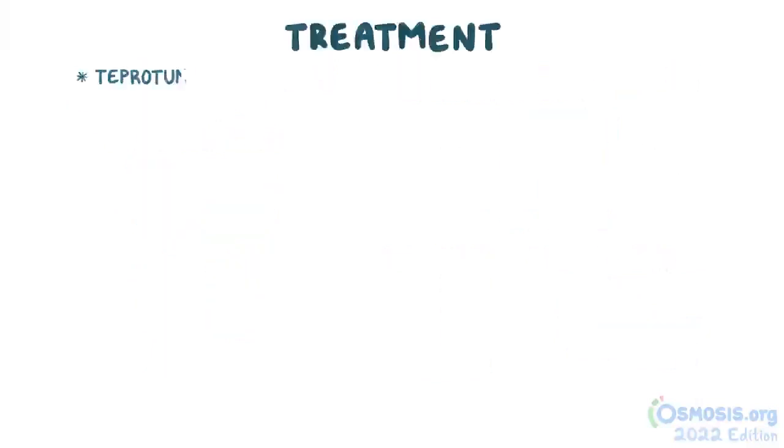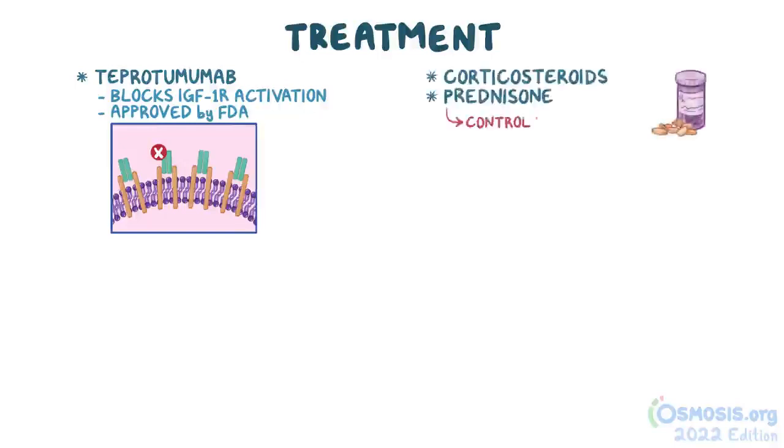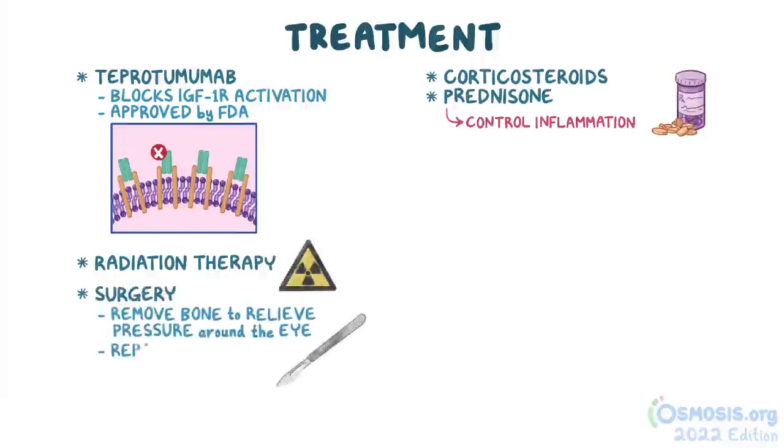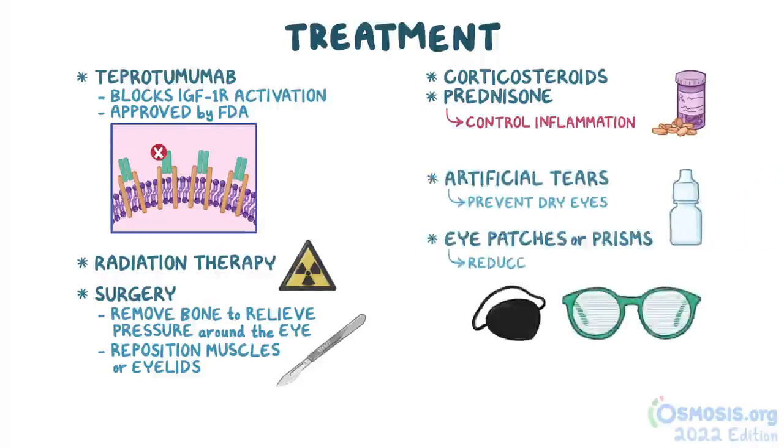Treatment includes teprotumumab, which blocks IGF-1R activation. It's approved by the FDA for the treatment of thyroid eye disease. Management of underlying diseases that might be affecting thyroid activity, like corticosteroids or prednisone to control inflammation, may be helpful. Radiation therapy can be an option, and so can surgery to remove some of the bone around the eye to relieve pressure or reposition muscles or eyelids. Supportive treatments include using artificial tears to prevent dry eyes and eye patches or prisms to reduce double vision.